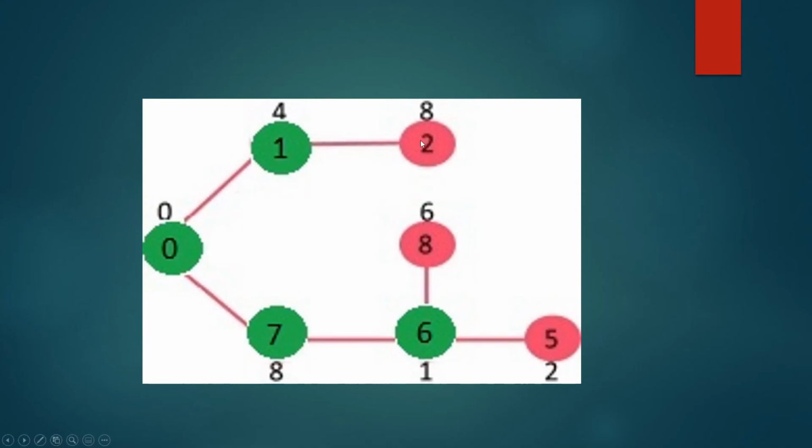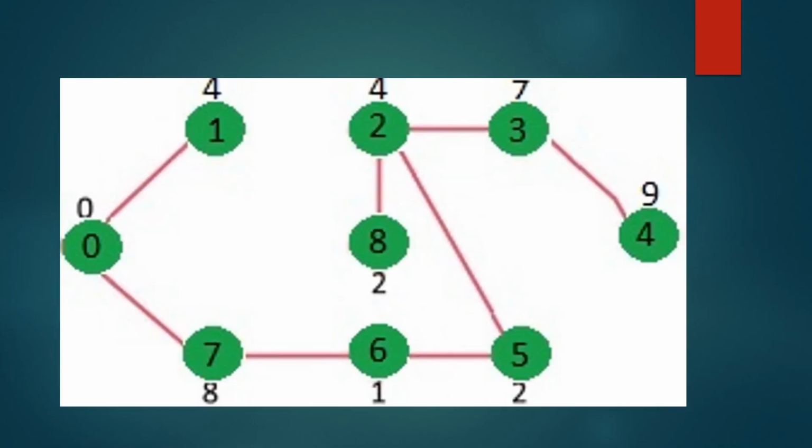And again, we're going to check this weight, 8, against the weight 6 and against the weight 2, and we see that the weight 2 is the lowest. So we're going to go down from 6 to 5. And if you just repeat this step over and over again, you're eventually going to get a minimum spanning tree, just like this.